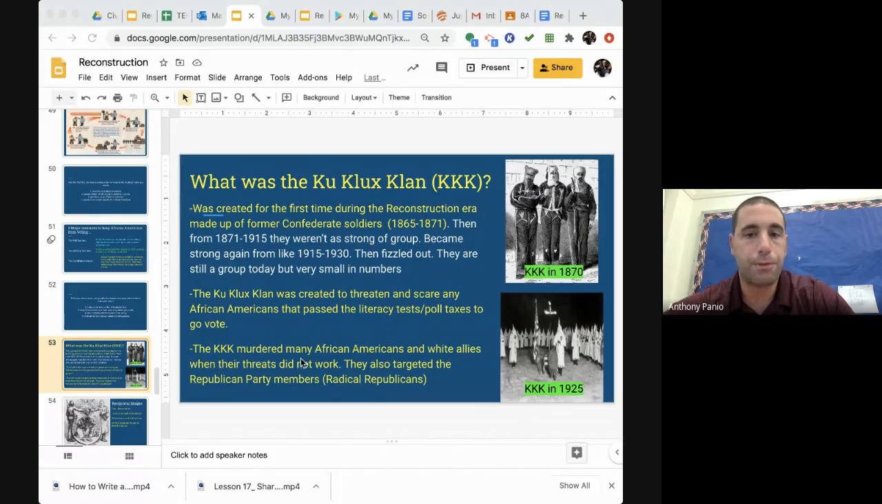Now, if those radical Republicans were in our government, they would be able to maybe stop the Ku Klux Klan. And you're going to see tomorrow how the radical Republicans actually fight against the Ku Klux Klan and are able to stop them. But that doesn't mean that they don't become powerful again, because they do.